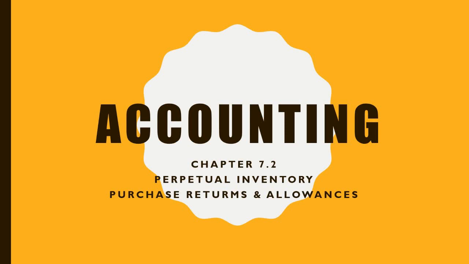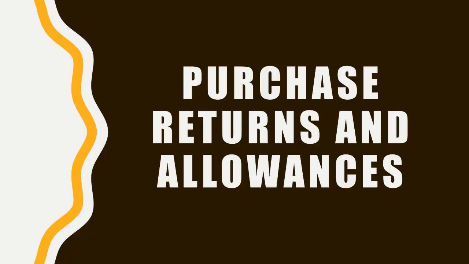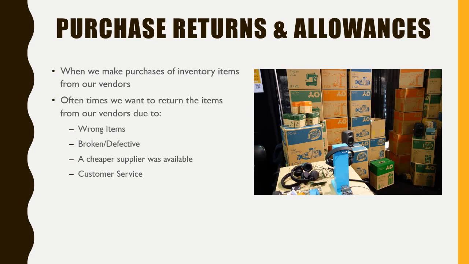Okay? So now, when we dive into chapter 7.2, we're going to be looking at when we need to make our purchase returns and allowances. The reason why we do allowances or returns is for many reasons, right? You could have broken items, defective items. They accidentally shipped you the wrong items. Maybe there's a cheaper vendor out there that can provide you the same item, same quality, but for a cheaper price. Or we just don't like their service at all. Many reasons why we can do this.